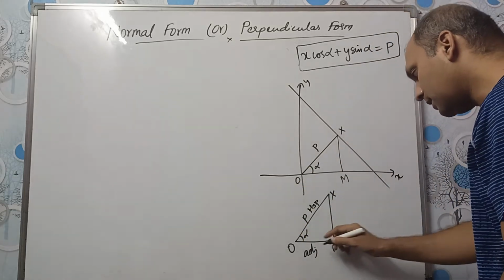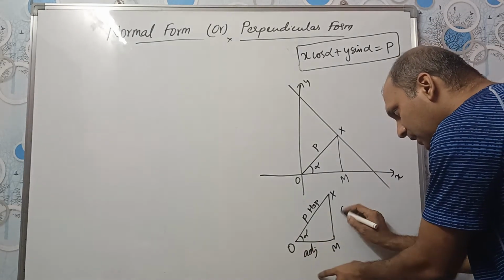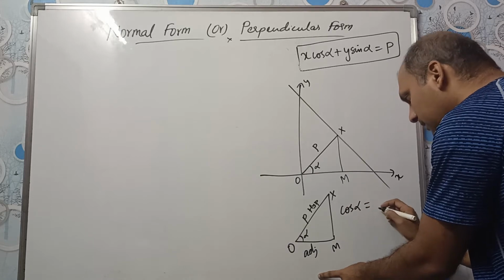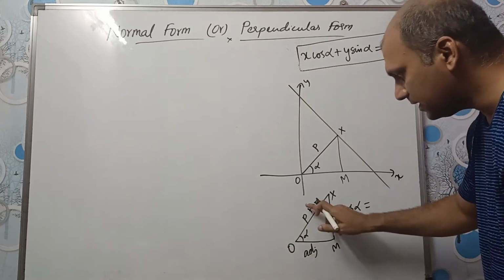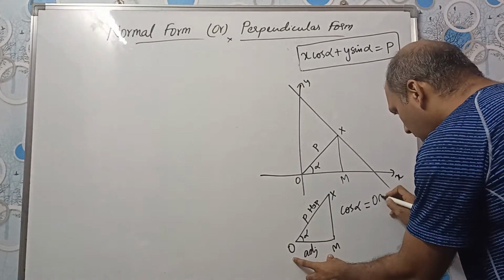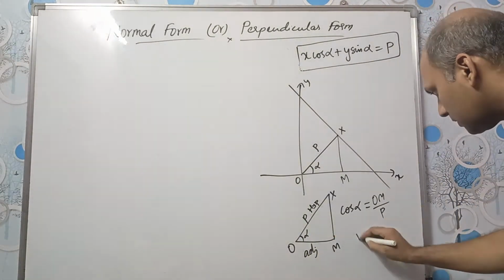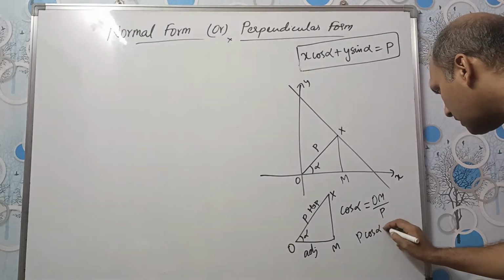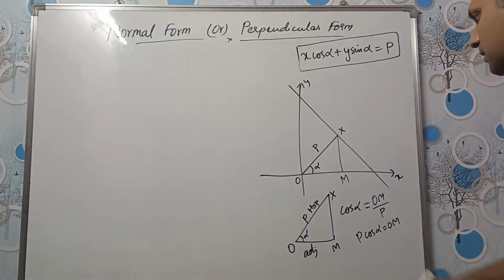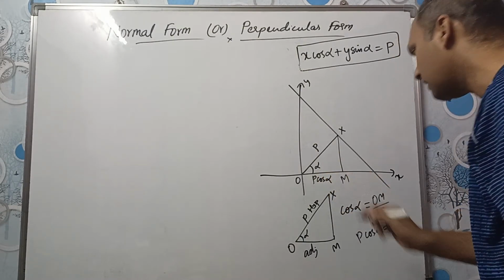Now, if you want to find this, we can use cos alpha is equal to adjacent divided by hypotenuse. Adjacent is OM, divided by hypotenuse, which is P. So P goes on the other side. It will be P cos alpha is equal to OM. So this part is P cos alpha.